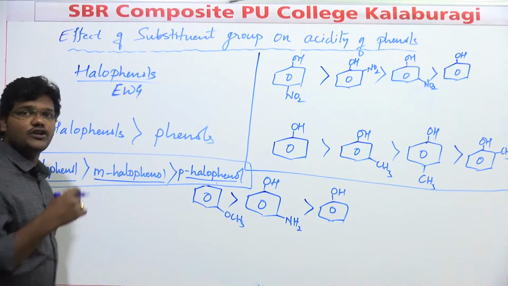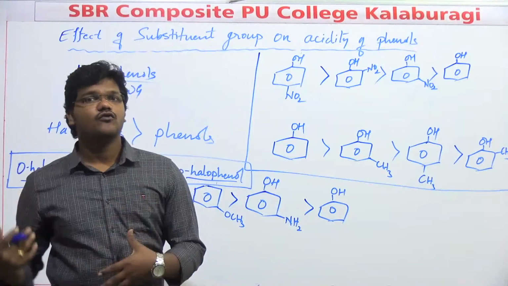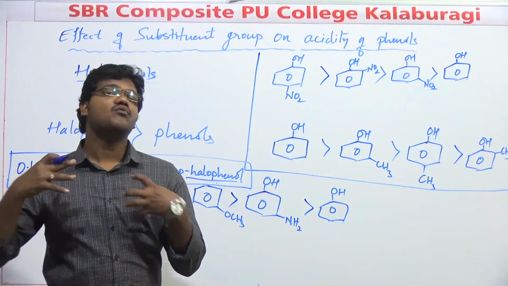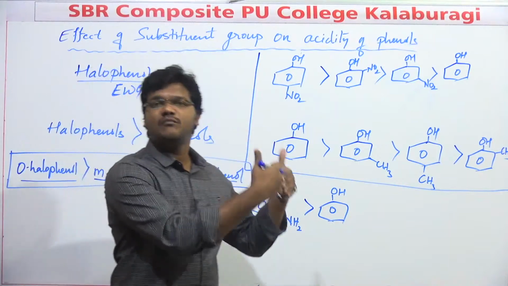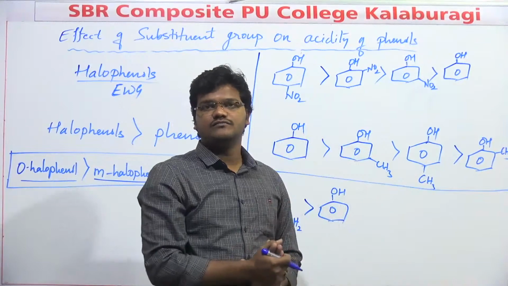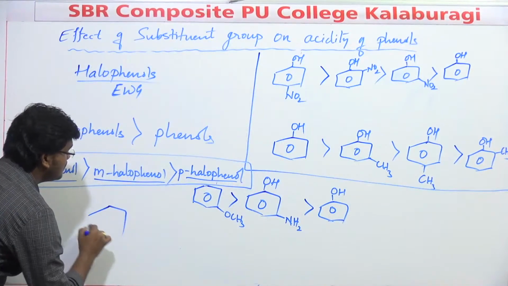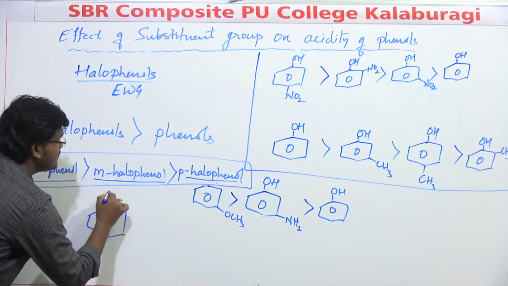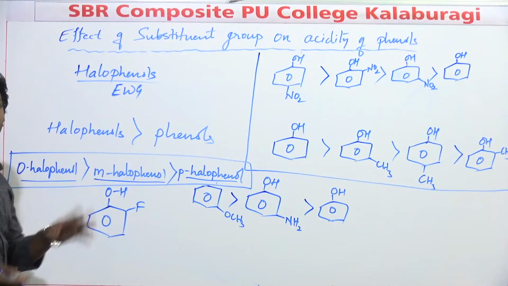Then among fluorine, chlorine, bromine, iodine, who is more reactive? So obviously fluorine. So fluorophenols are more acidic than chlorophenols. Chlorophenols are more acidic than bromophenols. Bromophenols are more acidic than iodophenols. But there is an exceptional case in fluorophenol, ortho-fluorophenol.